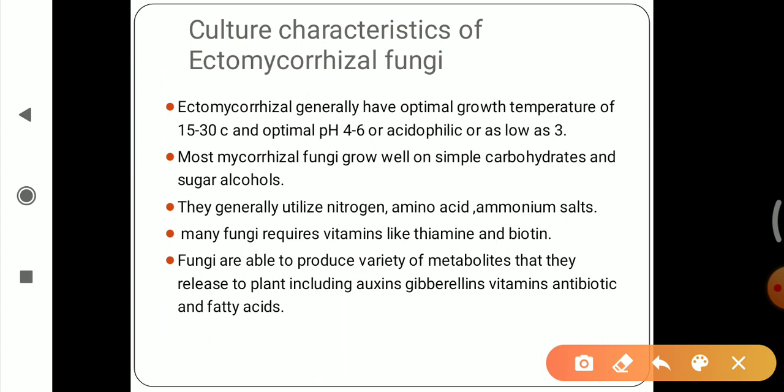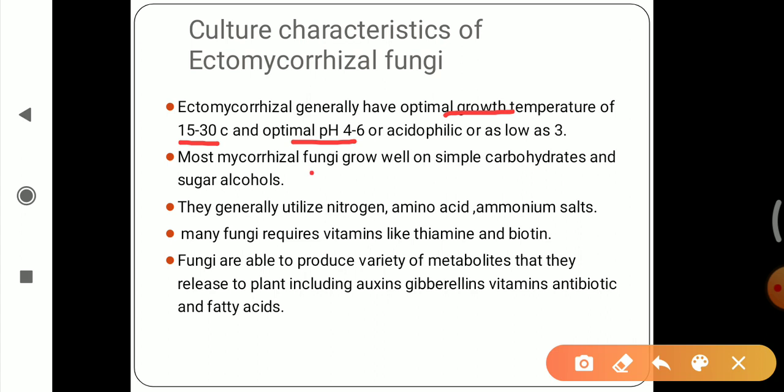Cultural characteristics of ectomycorrhizal fungi. Here we will see the cultural characteristics of ectomycorrhizal fungi. They have an optimum growth temperature of around 15 to 30 degrees Celsius and an optimum pH of around 4 to 6, acidic, or as low as 6. These are the cultural characteristics if you want to culture these Ectomycorrhizal fungi in the laboratory.